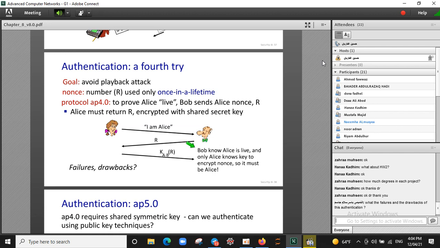This is a simple strategy. I'm saying that Alice and Bob both have a shared key. But at the bottom of this slide, you can see the words failures and drawbacks. Why? The answer is simple.